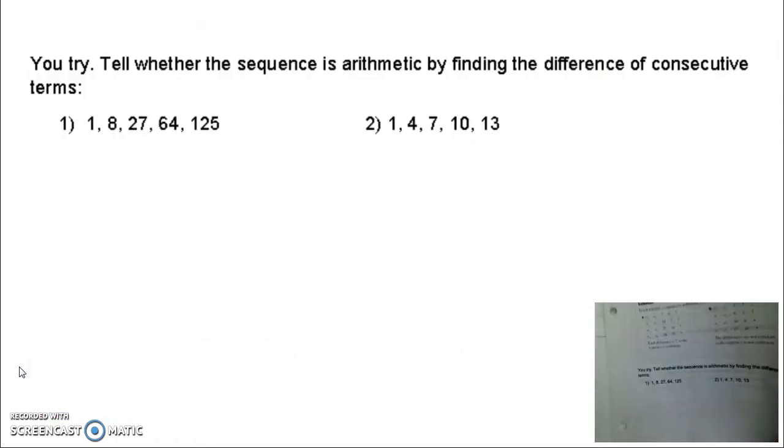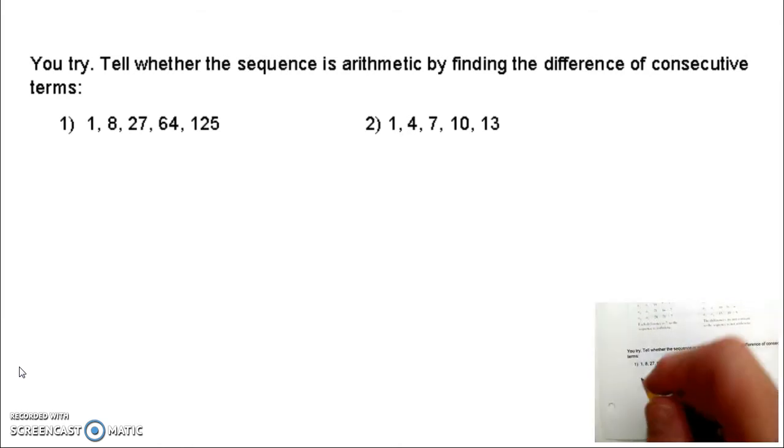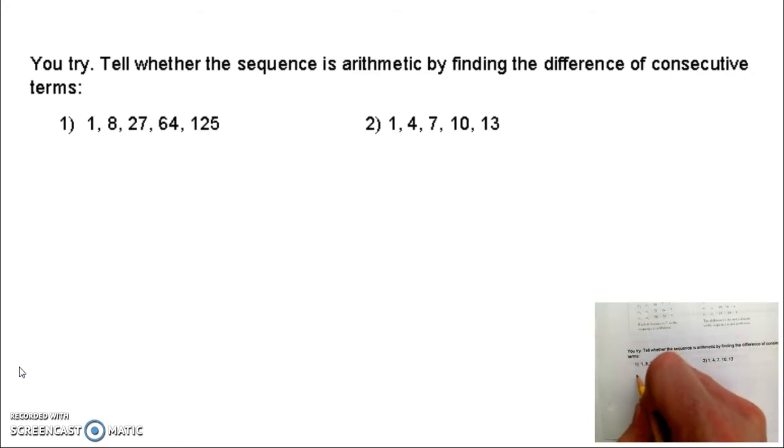Here's a couple for you to try. 1, 8, 27, 64, 125, and 1, 4, 7, 10, and 13. Let's do the first one together, then you can pause the video. Try the second one on your own. So remember, we're always taking one term minus the one that precedes it. So a2 minus a1, that's 8 minus 1, that's 7. a3 minus a2, 27 minus 8, that's 19.